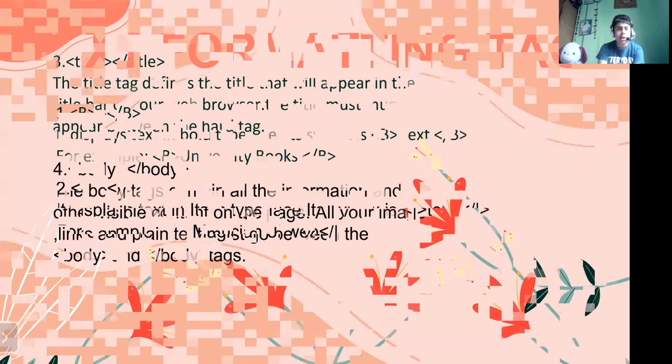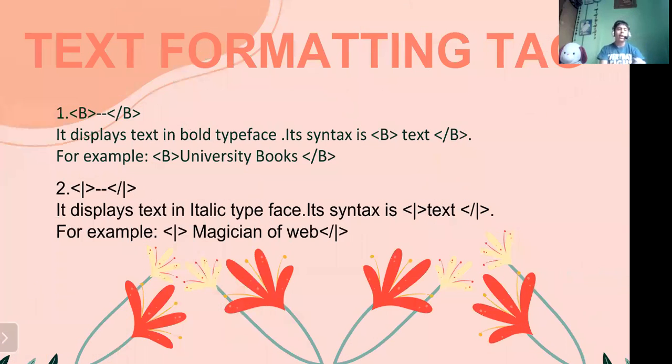My next topic is text formatting tags. First comes the bold tag. It displays the bold typeface. Its syntax is angular bracket b angular bracket close, in between put your text, and angular bracket slash b and angular bracket close. Second is the italic tag, because it displays the text in italic face.